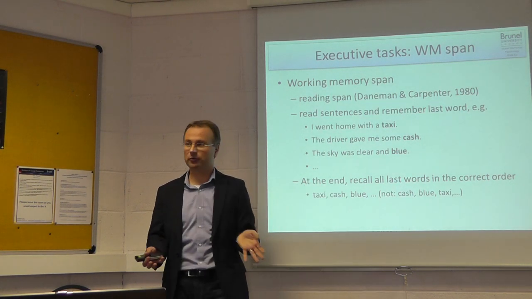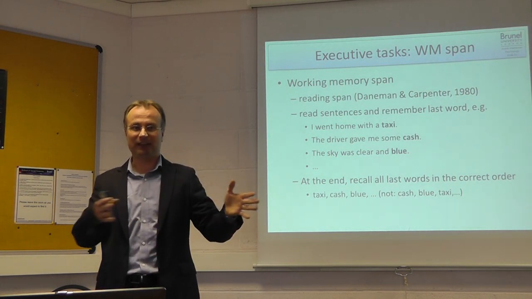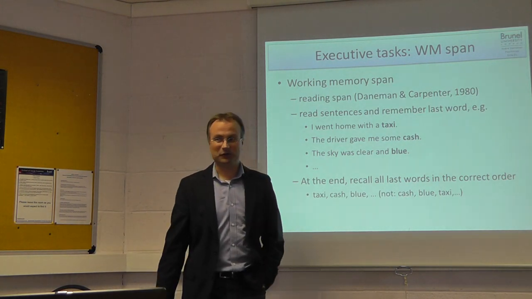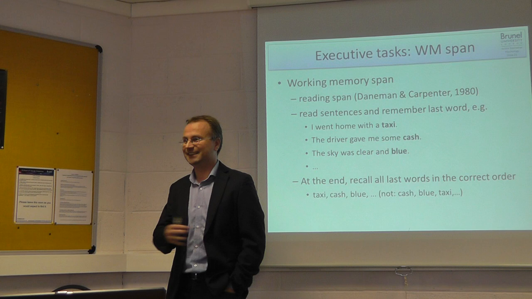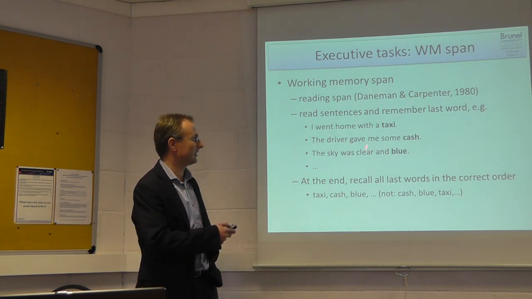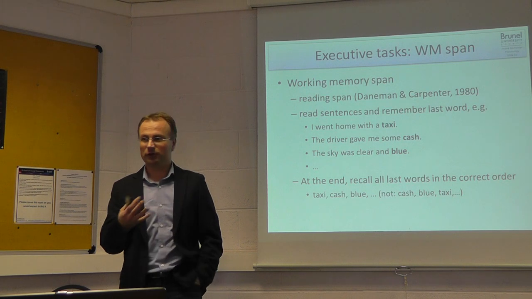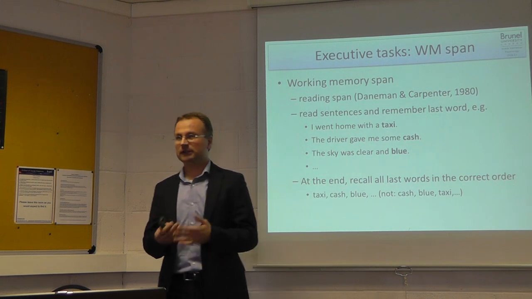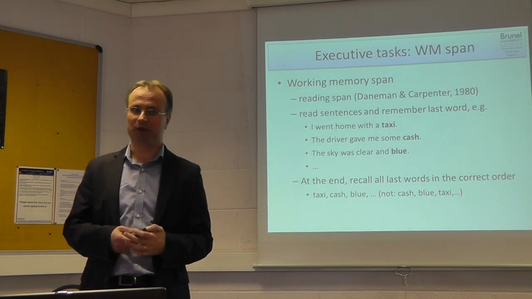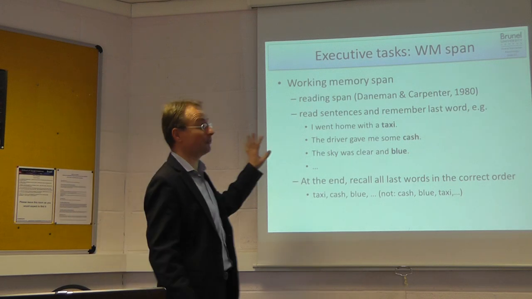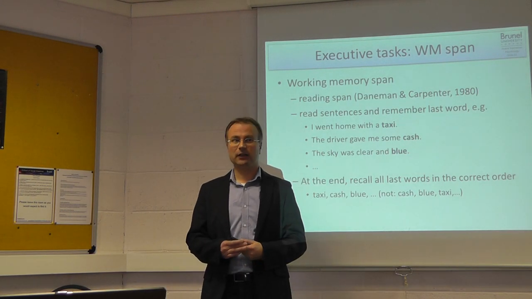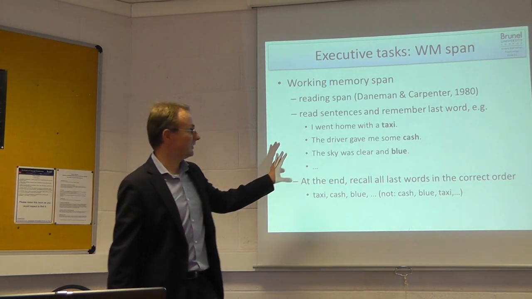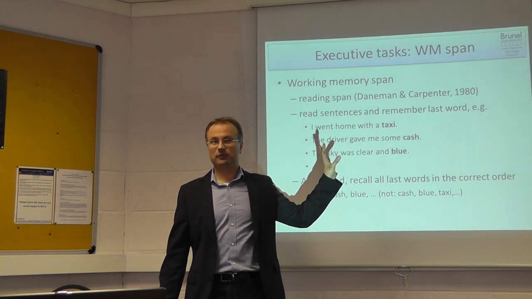And modern computer programs sometimes are adaptive, so that they try to find a good way to measure your span, so that you don't have to do like 10 tries of 10 sentences where you always score zeros. So by your performance, how many words did you remember in the correct order? It's calculated as your so-called working memory span. And I think I mentioned last time, this working memory span is highly correlated with general intelligence, achievement in school, things like that. So it seems to be a very central measure of cognitive abilities.